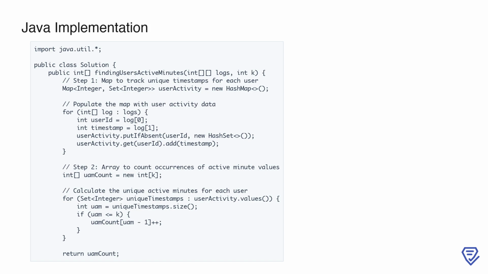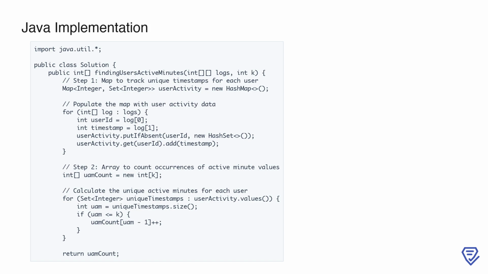we want to count. In step 1, we create a map called userActivity where each key is a user ID, and the value is a set of unique timestamps. This ensures that we only track distinct timestamps for each user. We populate this map by iterating through the logs array. For each log entry, we extract the user ID and timestamp, initialize a new set for the user if they aren't already in the map, and then add the timestamp to their set.